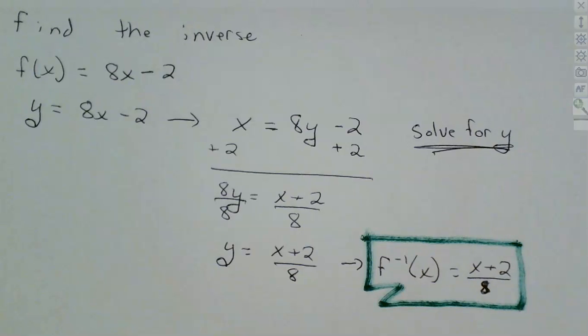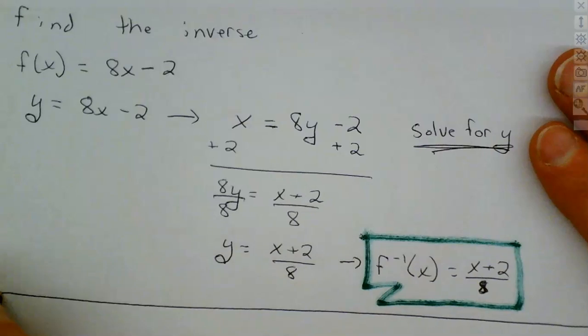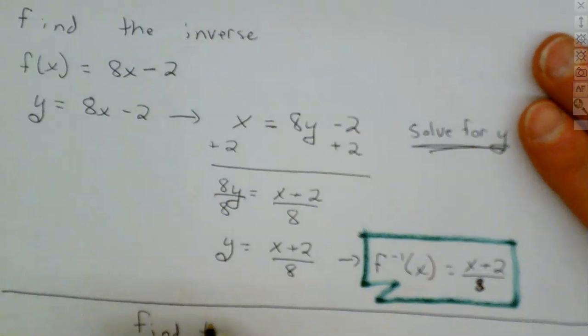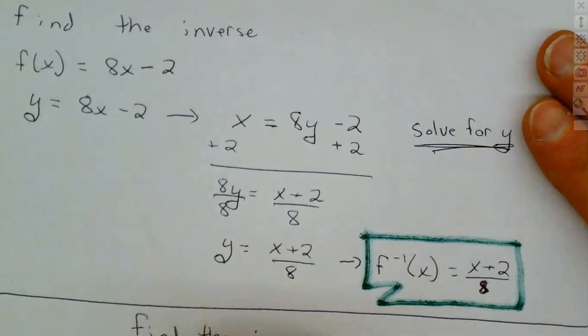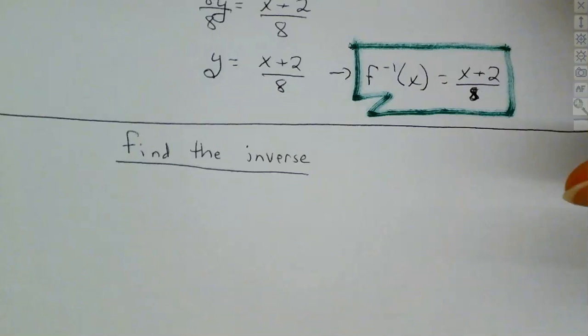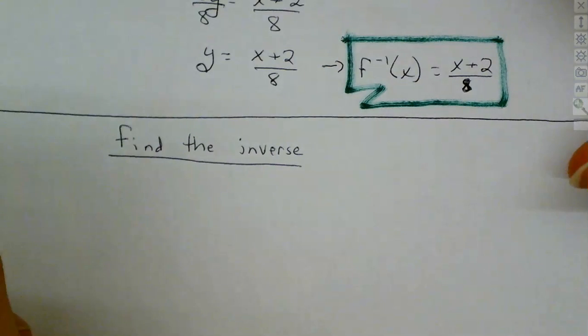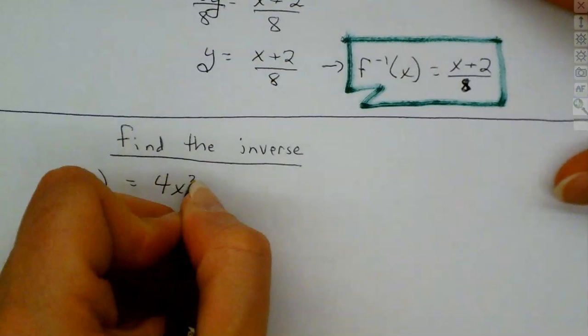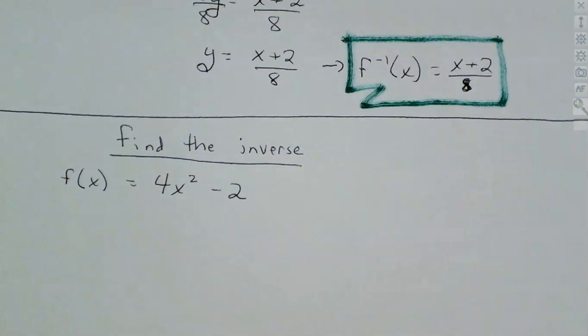Now we're going to look at some of these that have squares in them. A couple of them are not going to have an inverse, and a couple of them will. So we're going to be finding the inverse here, if it has one. Does this one have an inverse? No. Why does it not have an inverse?